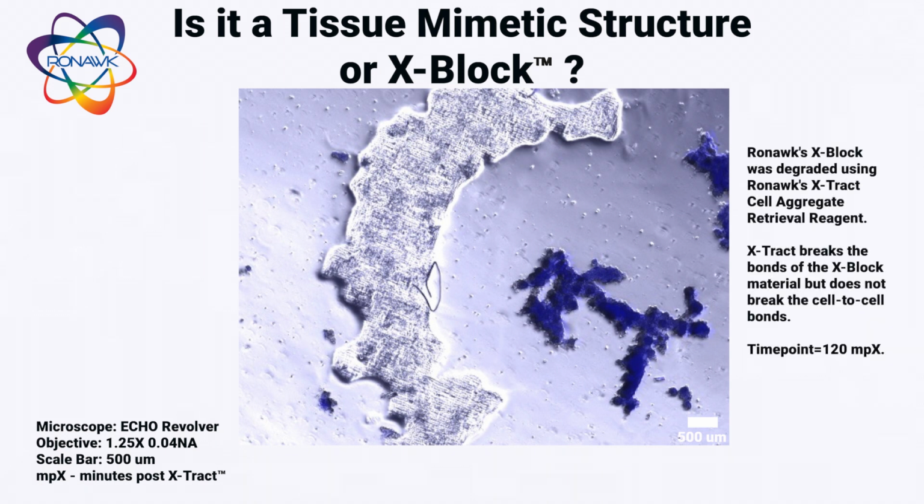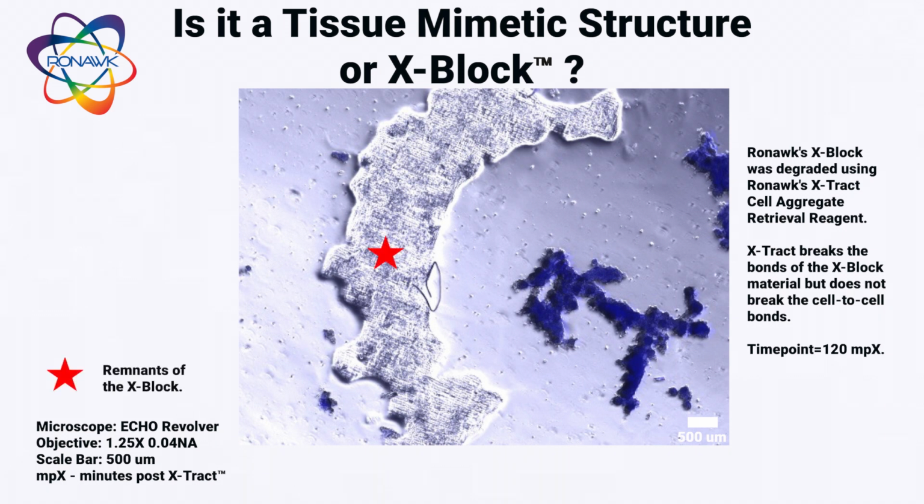To retrieve these structures, Ronack's X-Tract was added. X-Tract breaks the bonds of the bioblocks, but does not break the cell-to-cell bonds. In this example, the X-Tract was used for 2 hours. Time will vary depending on how much extracellular matrix was created by the cells. Also, the use of agitation can speed up the process.